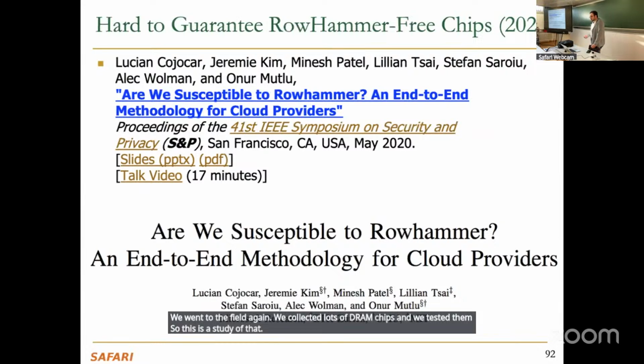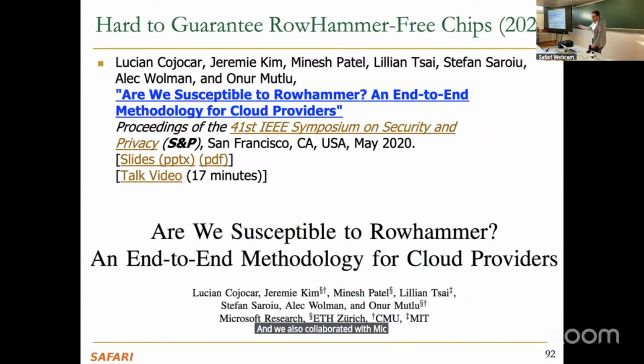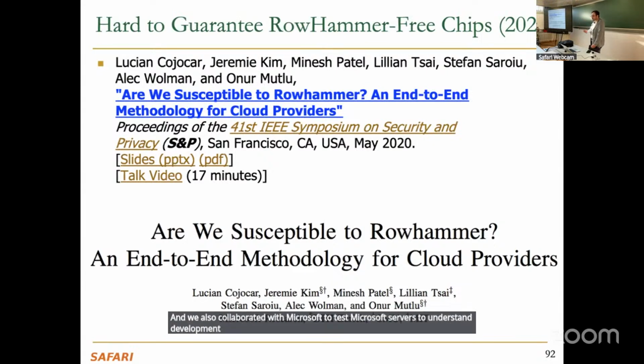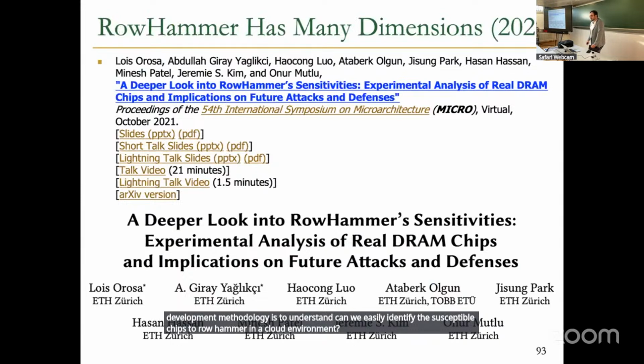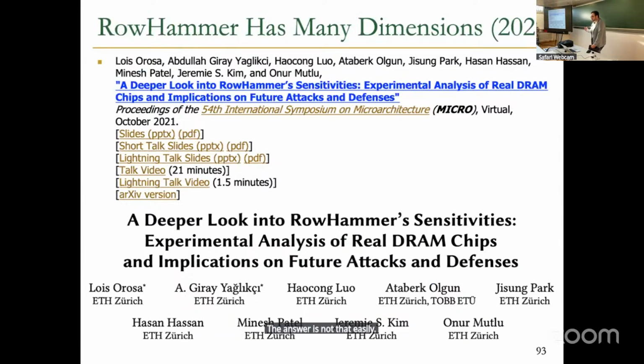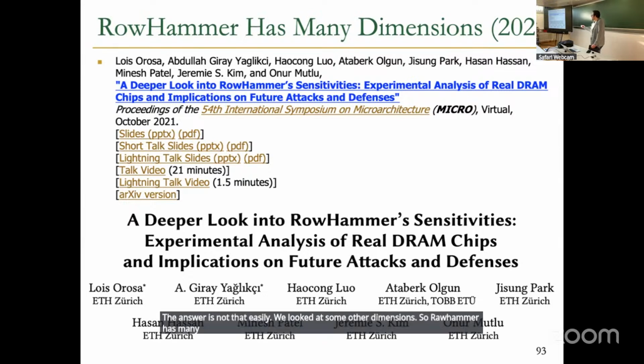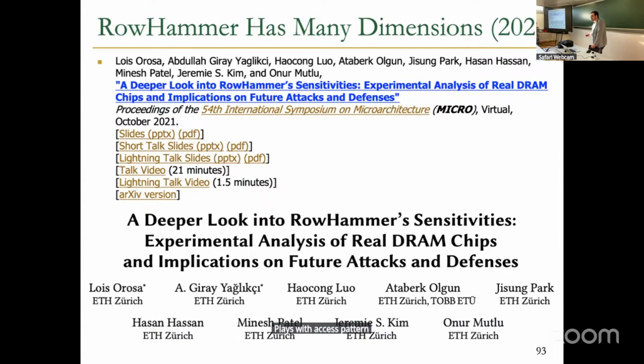And we also collaborated with Microsoft to test Microsoft servers to develop methodologies to understand, can we easily identify the susceptible chips to RowHammer in a cloud environment? The answer is not that easily. We looked at some other dimensions. So RowHammer has many dimensions. This paper looks at temperature sensitivity, plays with access patterns, and looks at the variation across DRAM cells.